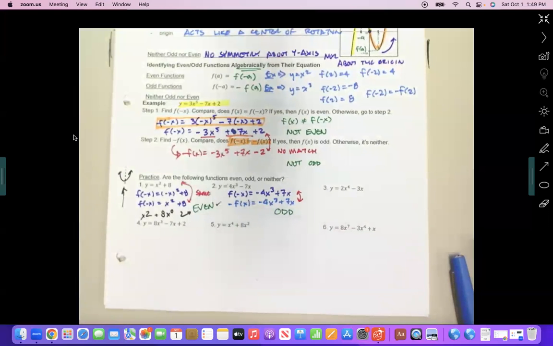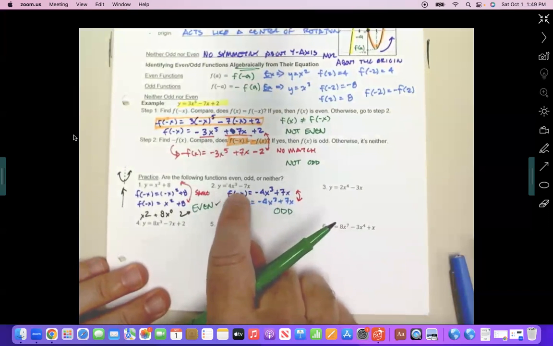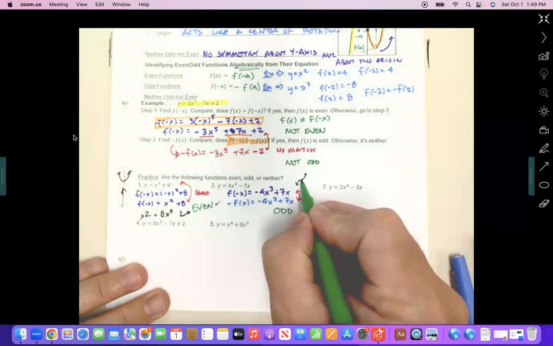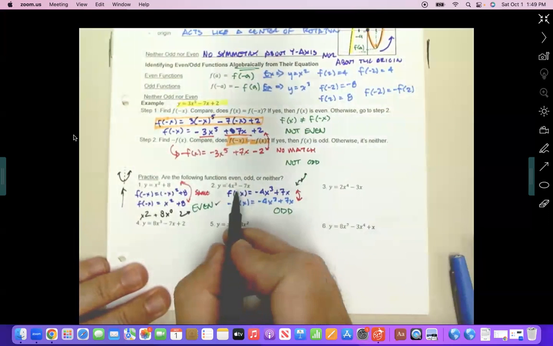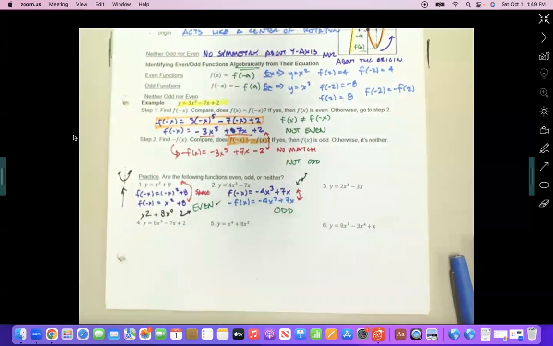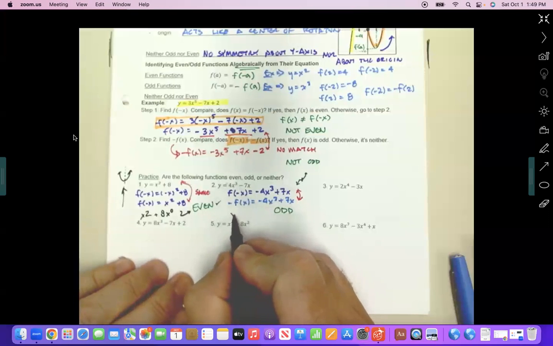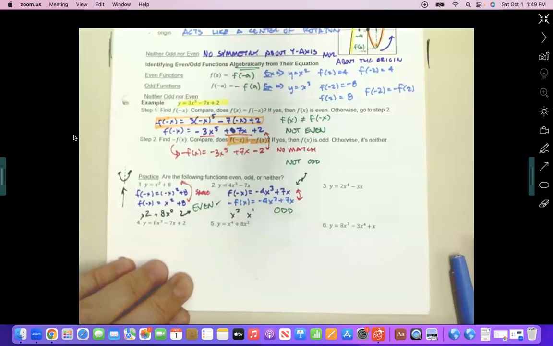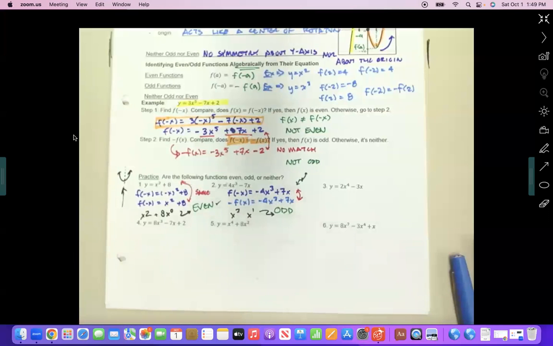Now, another thing we could do is graph this, and you would see that this is basically a snake type graph, with a little adjustment in it. And it is symmetric about the origin. Also, like we did the last time, we could look at the exponents here, the powers. You'll see that the first term is x cubed, and the second term is x to the first power. Both of those are odd, therefore that confirms that we have an odd function.